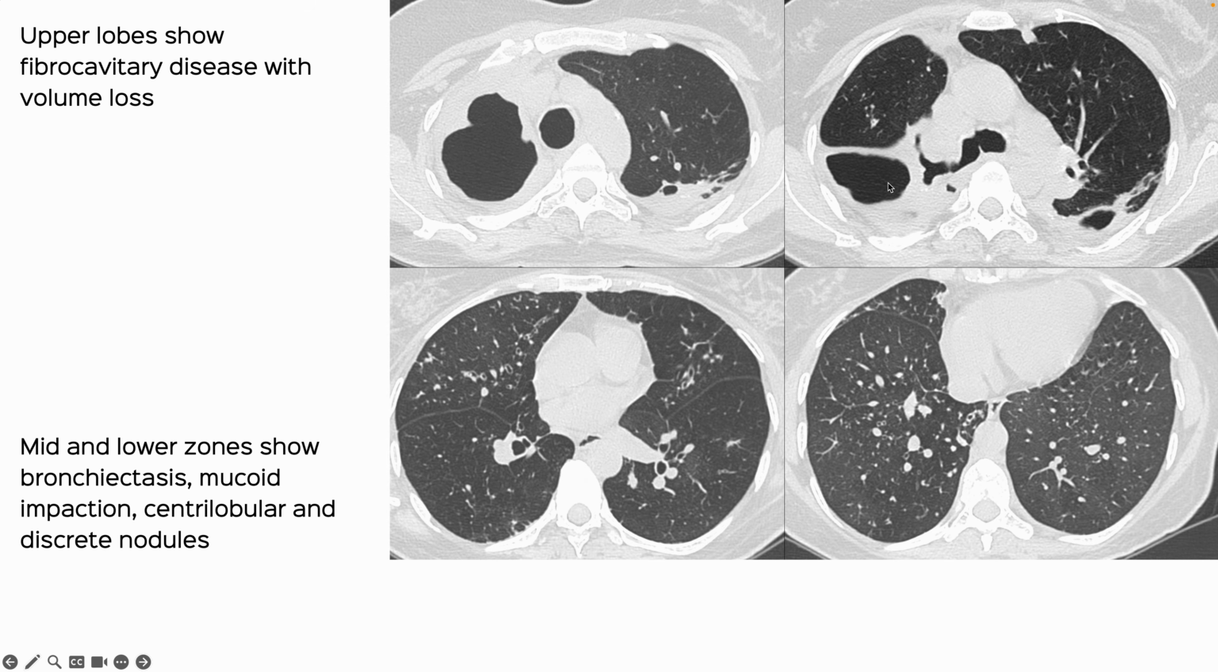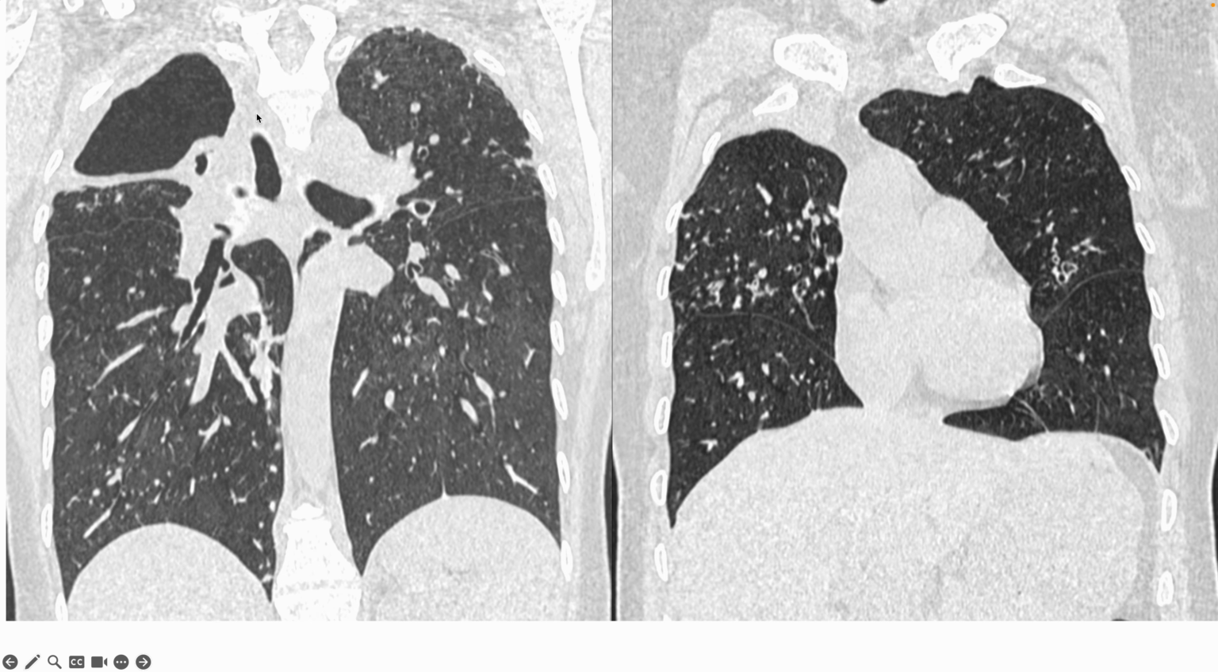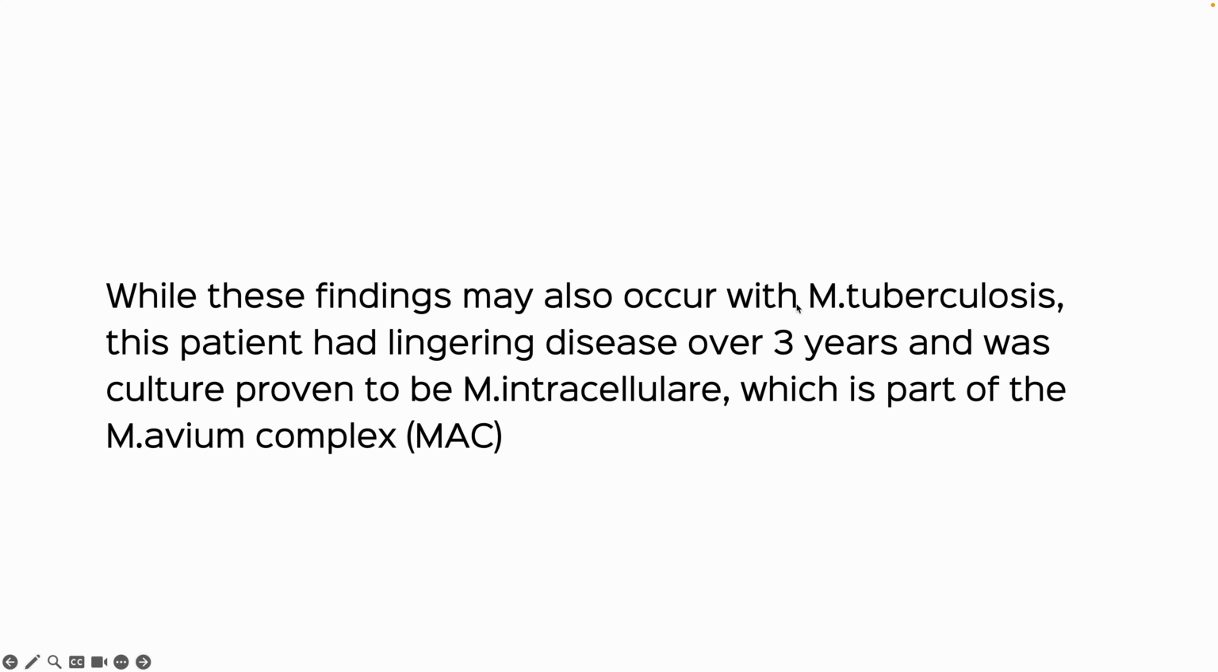Patient has fibrocavitary disease in the right upper lobe and in the left upper lobe, but more in the right. And then the right middle lobe, lower lobe, lingula show tubular bronchiectasis, peribronchial thickening, branching centrilobular opacities, and nodules. You can see the difference here in the coronal images. In the mid and posterior aspects, we see the fibrocavitary disease, and more anteriorly, we see the bronchiectasis and nodules.